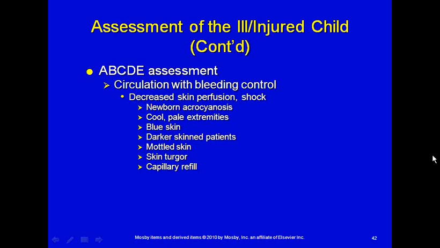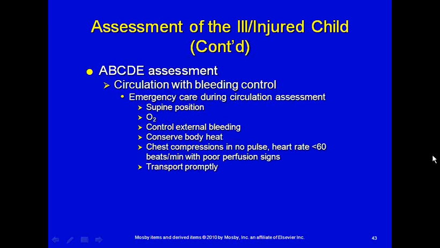Checking skin turgor to see for dehydration, as well as assess capillary refill. Now, capillary refill is pinching part of the body until it turns white, letting go, and it should fill back in with color within 2 seconds. And that's a good indicator of circulation in children under 6, as long as they're warm and in a normal environment. If they're in a cold environment, then certainly it's not a good indicator at all.